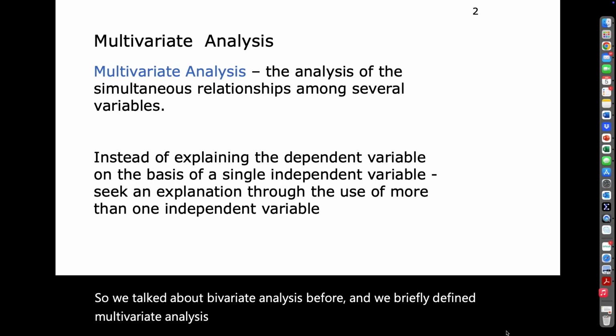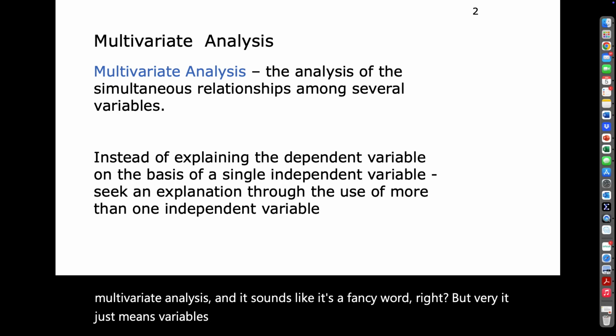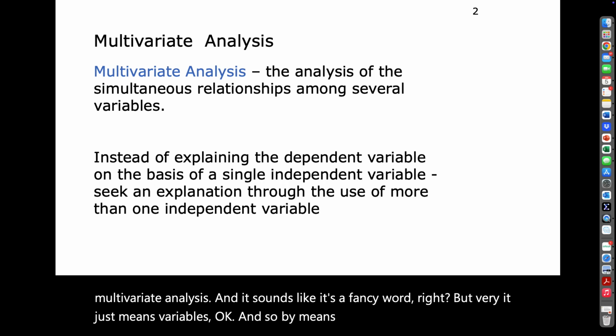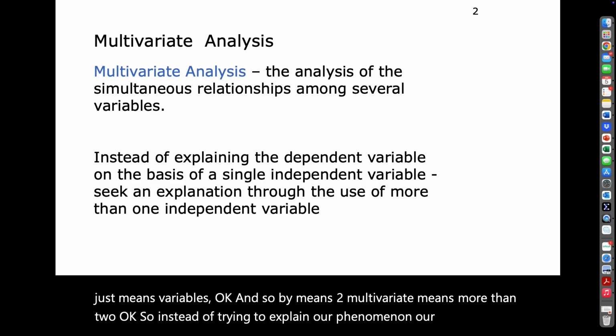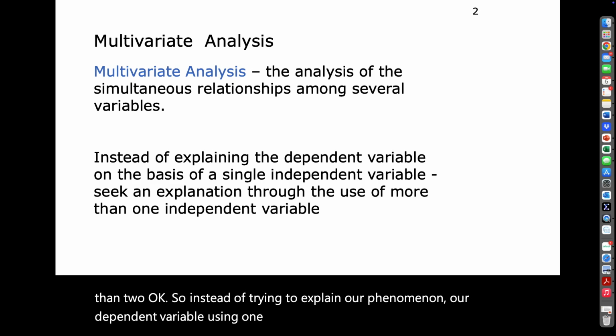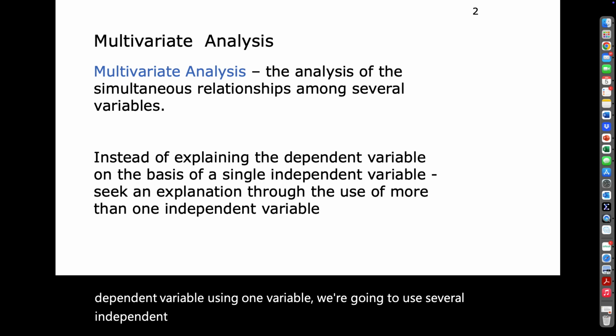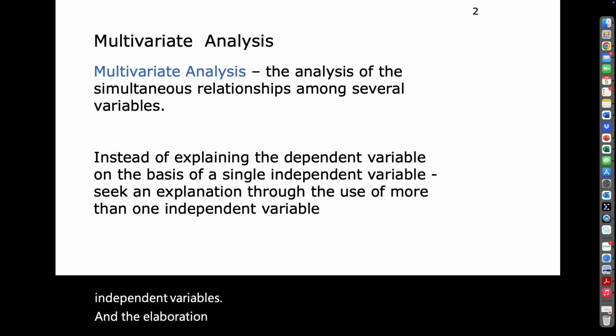And it sounds like it's a fancy word, right? But variate just means variables, okay? And so bi means two, multivariate means more than two. Okay, so instead of trying to explain our phenomenon, our dependent variable, using one variable, we're going to use several independent variables.